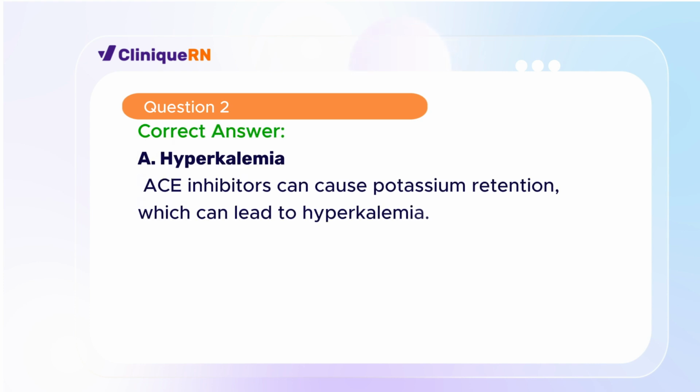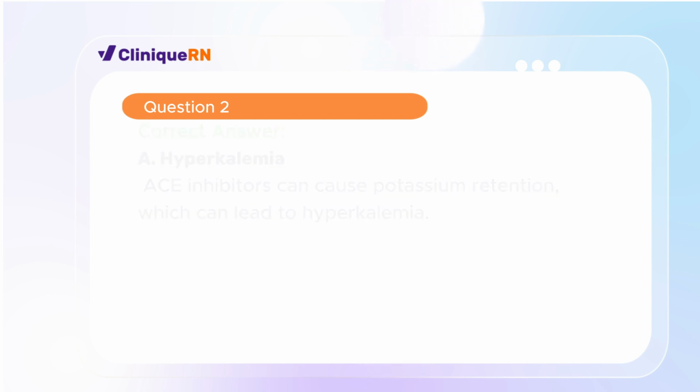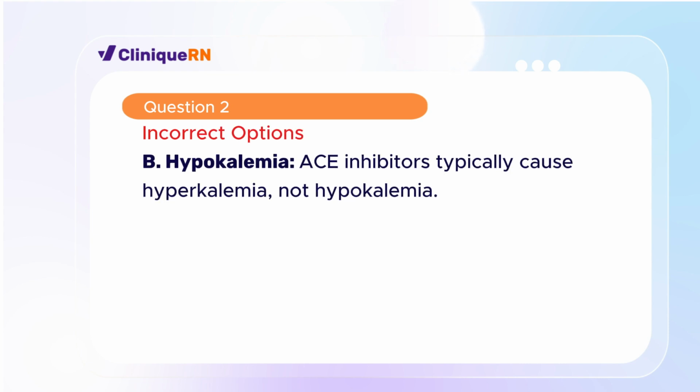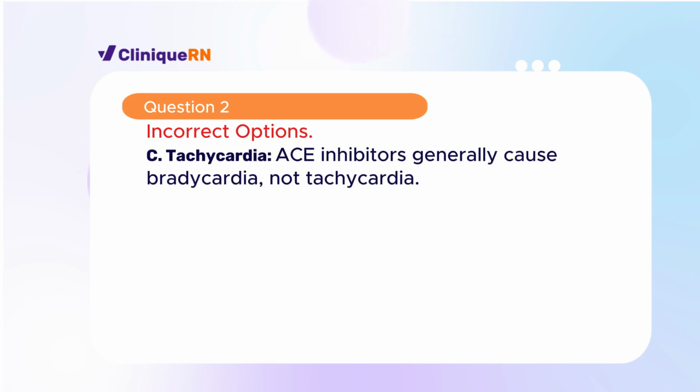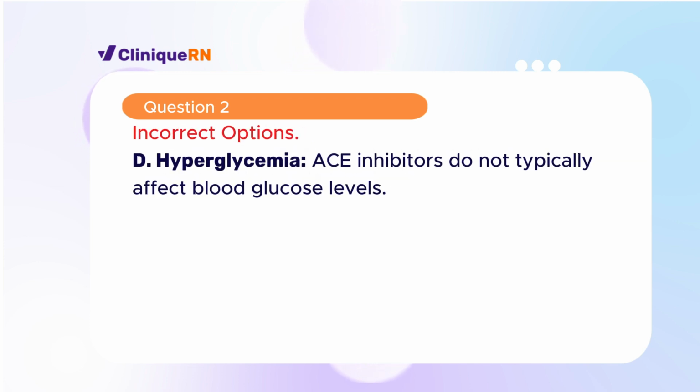The correct answer is A. Hyperkalemia. Rationale for correct answer. ACE inhibitors can cause potassium retention, which can lead to hyperkalemia. Rationale for incorrect answers. B. Hypokalemia. ACE inhibitors typically cause hyperkalemia, not hypokalemia. C. Tachycardia. ACE inhibitors generally cause bradycardia, not tachycardia. D. Hyperglycemia. ACE inhibitors do not typically affect blood glucose levels.